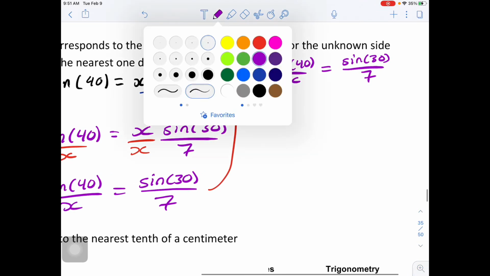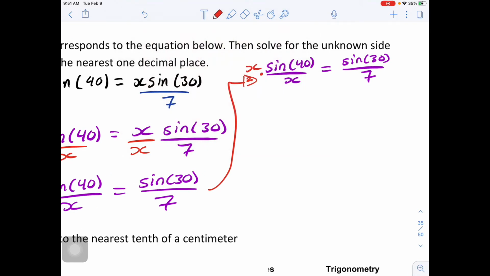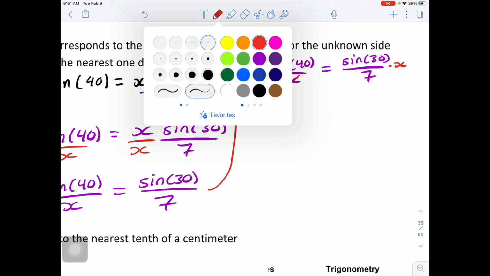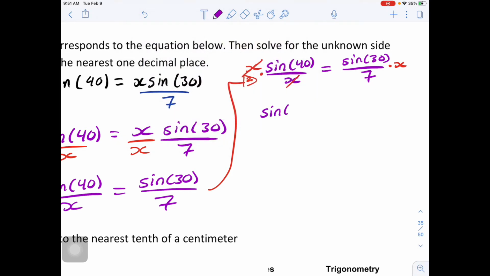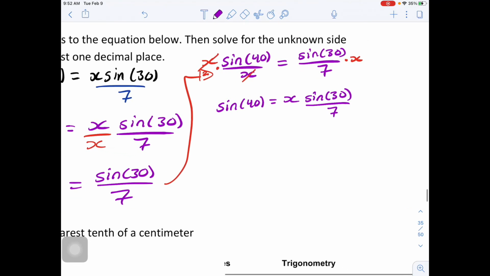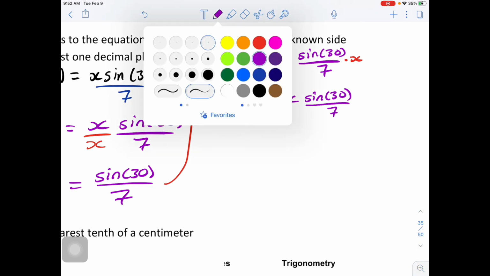My first thing is I'm going to multiply both sides by x. So that cancels out this x, and we get sine 40 equals x times sine 30 over 7. And now I'm solving for what x is. The reason I multiplied both sides by x is to get x on top, because you don't want to deal with the variable you're solving for in the denominator. And now it's a matter of solving for x.